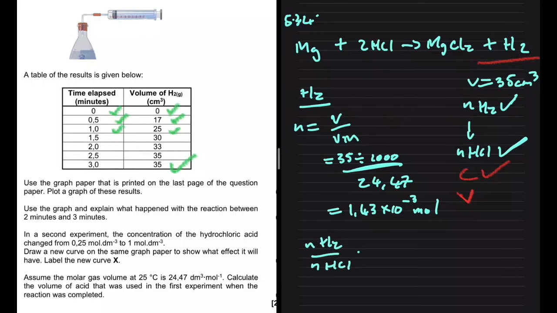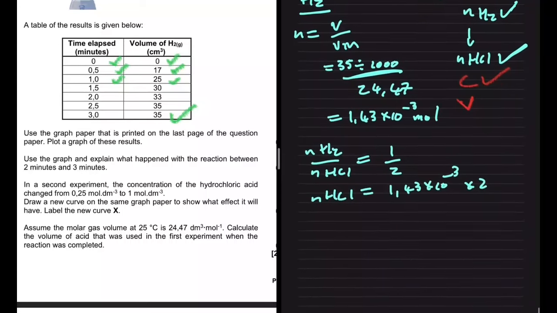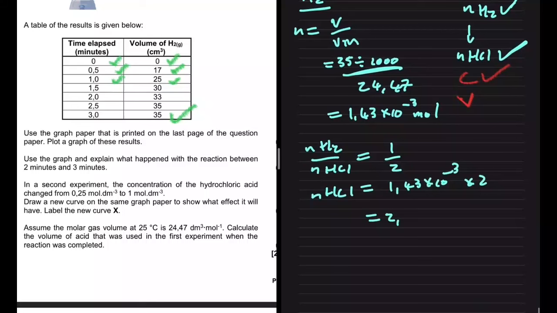Right. So now the balancing coefficient: the number of moles of H2 divided by the number of moles of HCl is equal to 1 divided by 2. So the number of moles of HCl will be equal to the number of moles of H2 multiplied by 2. And if we do that, we're going to get 2.86 times 10 to the minus 3 moles as the number of moles of HCl.